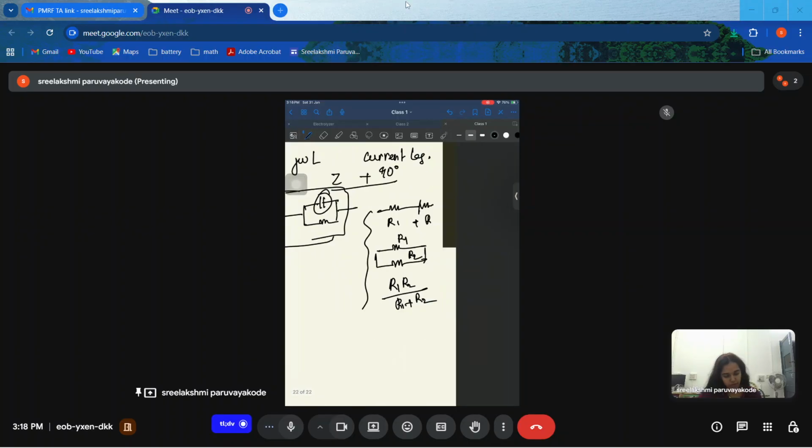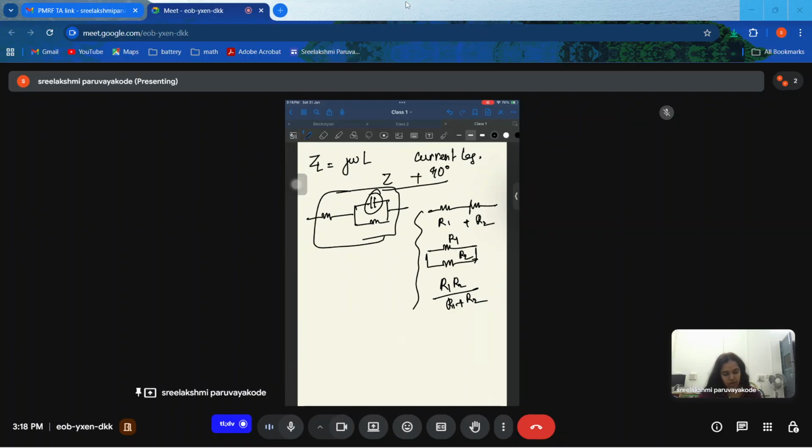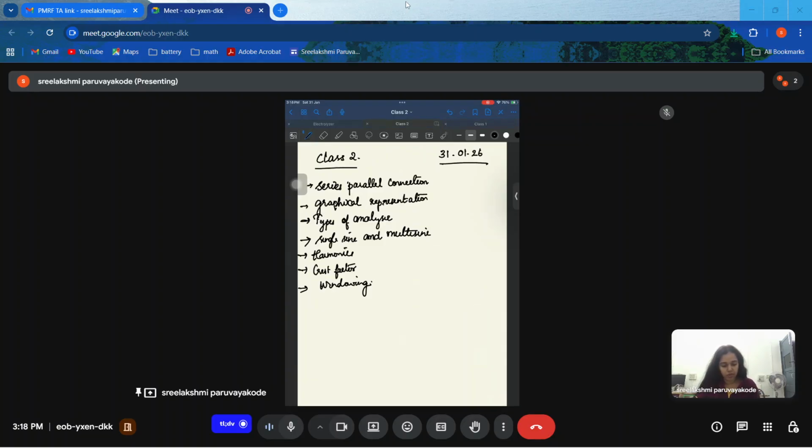So this is where we stopped. We said j omega L, current lags, so it is 90 degrees. As I mentioned in the last class, we'll be starting with some problems. In this class, we're going to see series parallel connection, the graphical representation, and types of analysis: sine, single sine, multi-sine, harmonics, stress factor, and windowing. These are the topics that we intend to cover today.